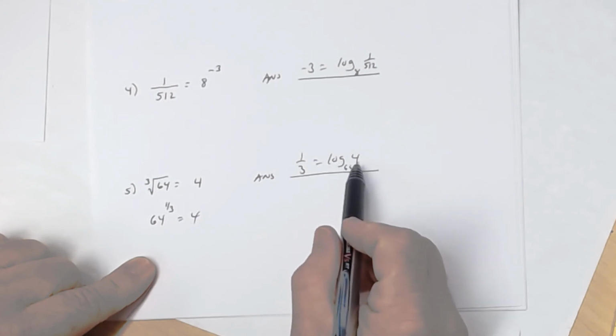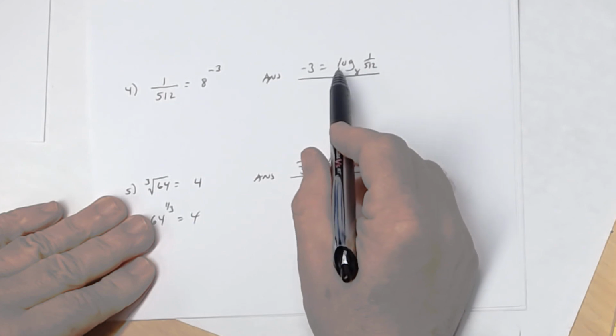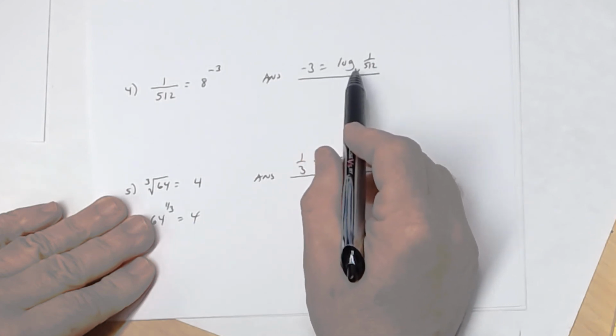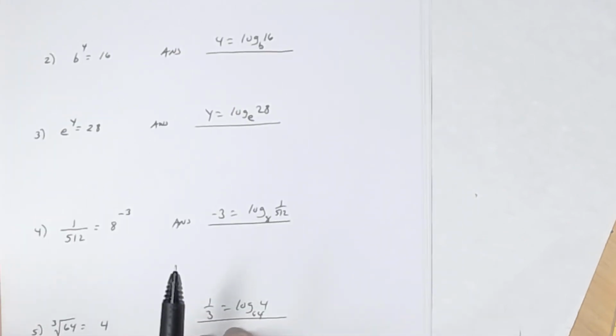And that 4 is horizontal to log. 1 divided by 1/12 is horizontal to log. Your base is 8, subscript. Okay? All right. And then I think there's one more with number 6.